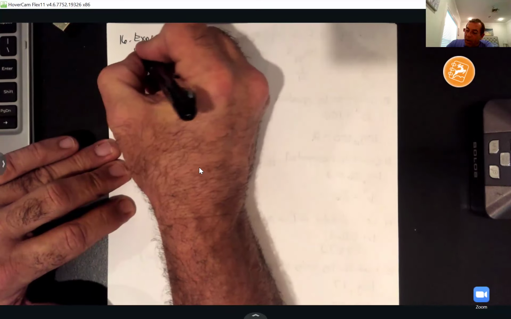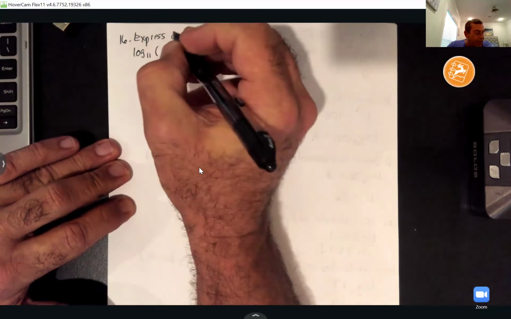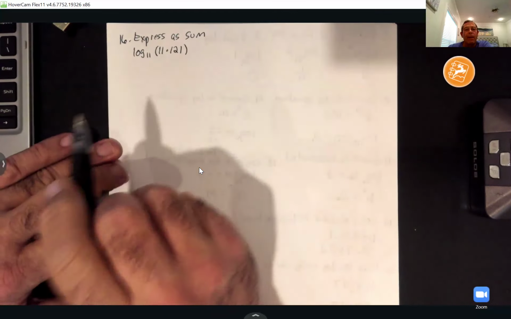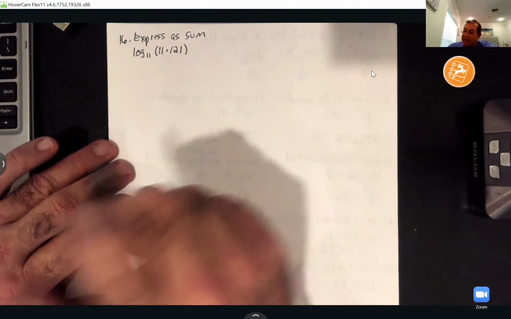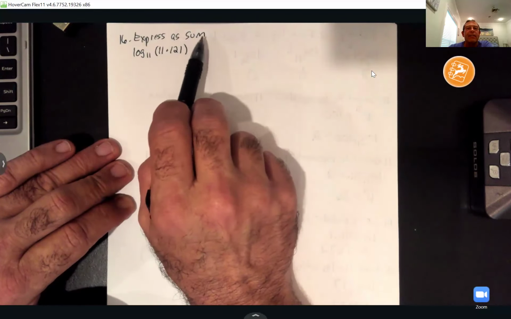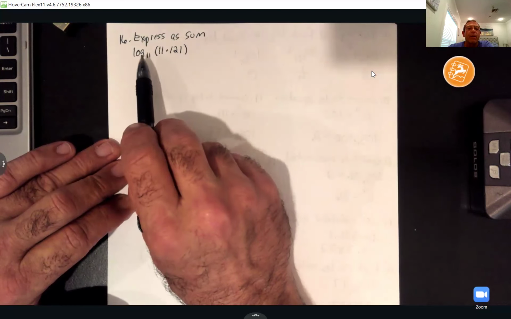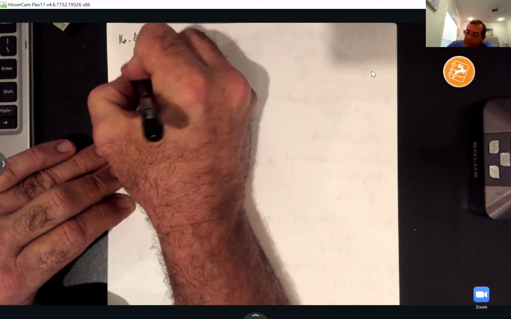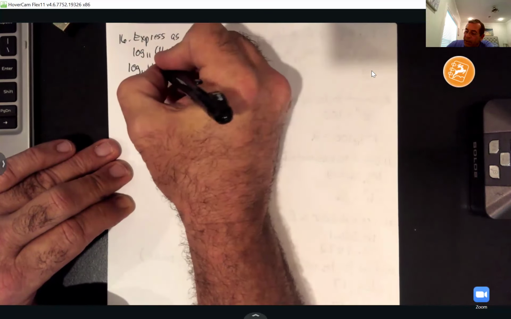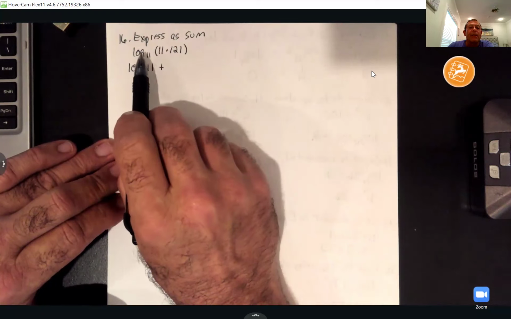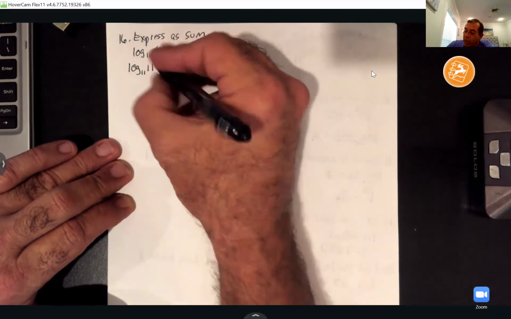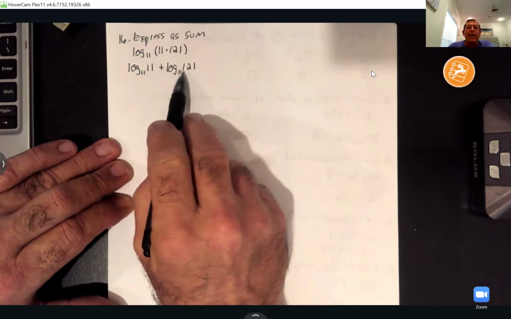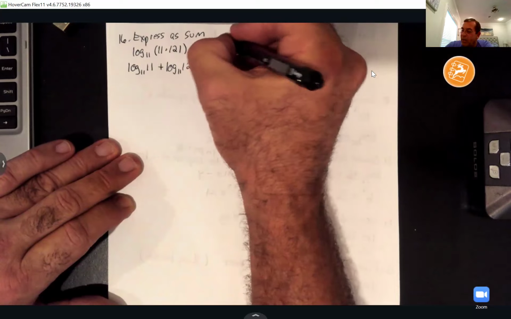They're giving me a log base 11 of 11 times 121. Now, they don't want us to evaluate this. They just want to express it as a sum of the logarithms. So we take the log base 11 of 11, and then a sum means they're going to be added, and then it's the log base 11 of 121. All right, they're now written as a sum. That's as far as we got to go.